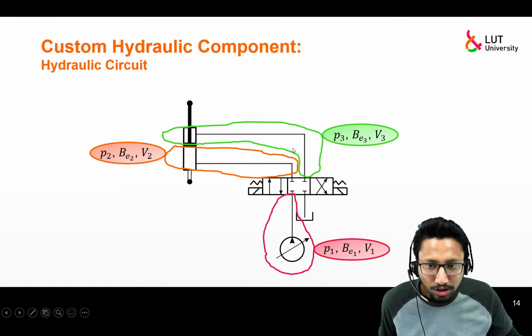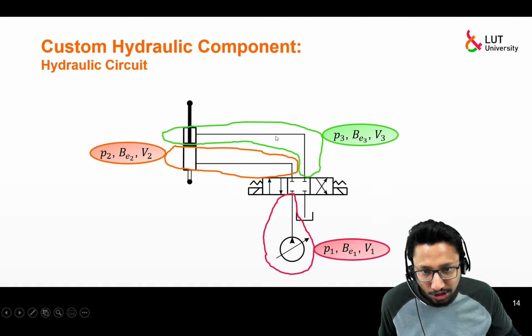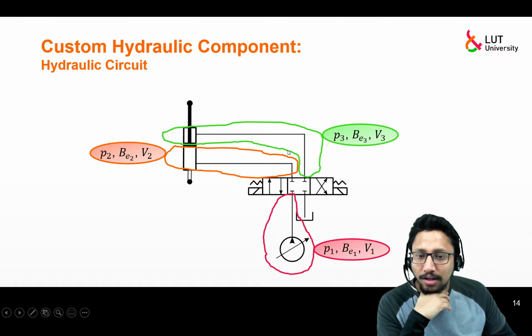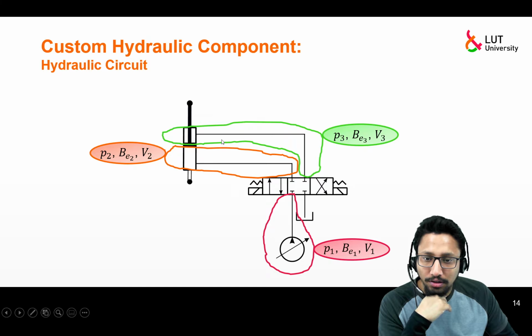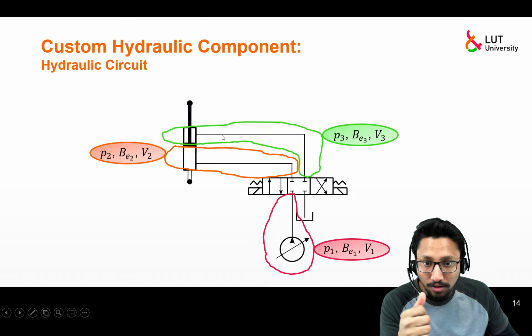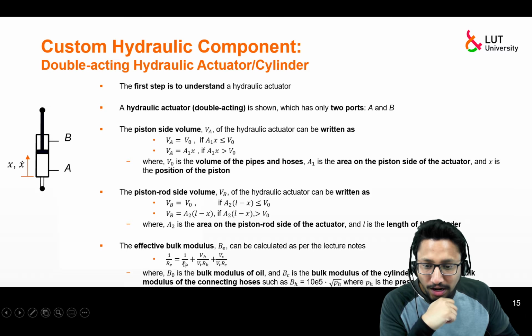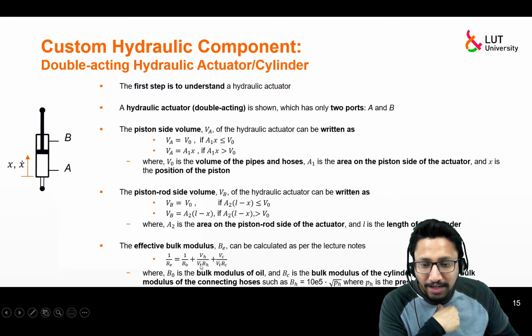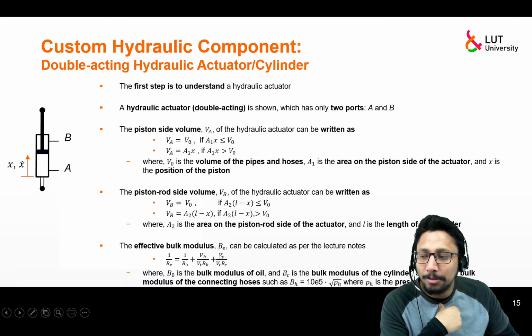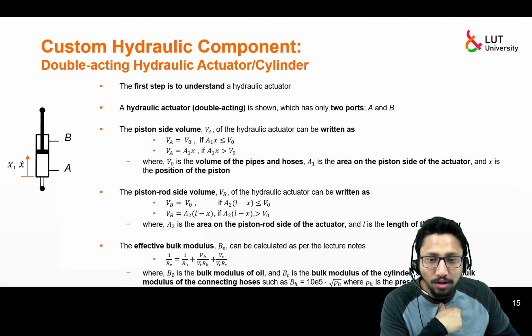Similarly, section 3 also has three components describing the effective bulk modulus. So accordingly you have the bulk modulus of oil here, then the bulk modulus of the hoses, and the bulk modulus of the cylinder, and the associated volume of the cylinder, the associated volume of the hoses, and VT is actually VH plus VC. If you follow the hydraulic lecture note, I will make that available for you in Moodle.